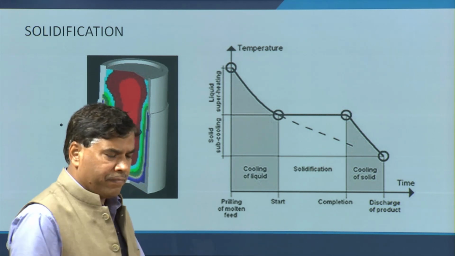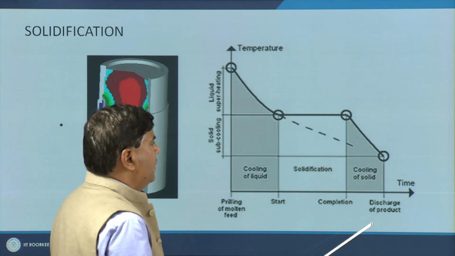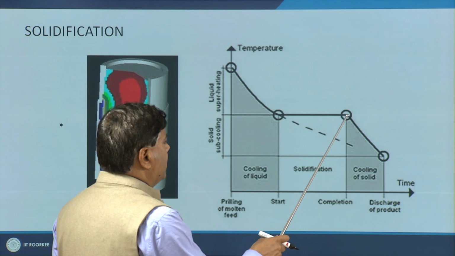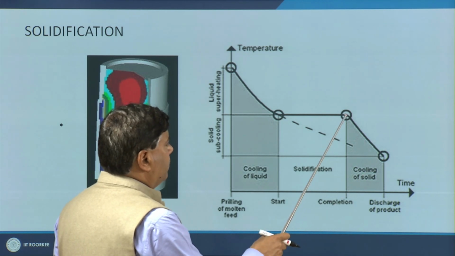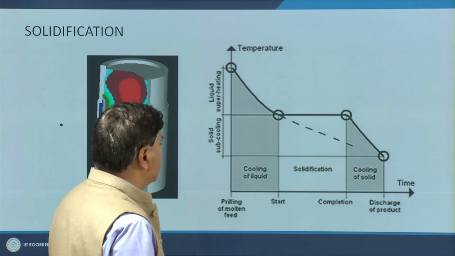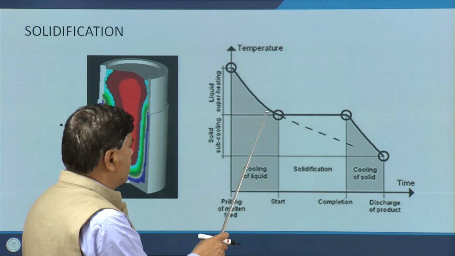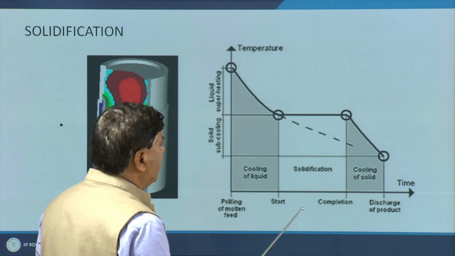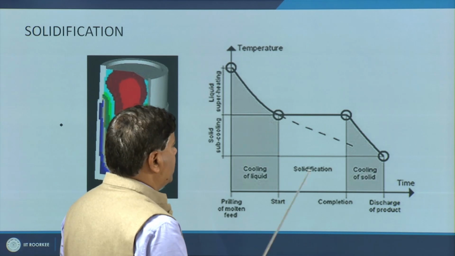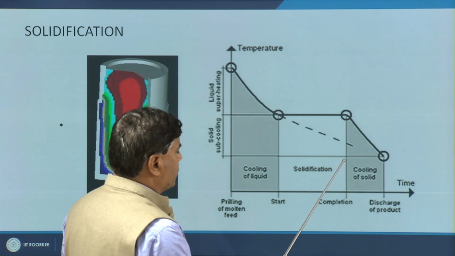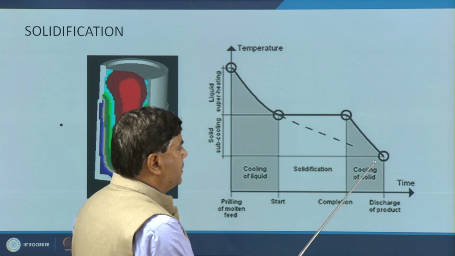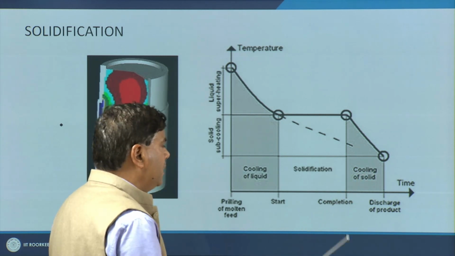At this temperature solidification commences, then it progresses at a constant temperature for pure metals as well as for the eutectic systems, and once the solidification ends, the temperature again starts coming down. So the first phase is the cooling of the liquid metal, then this region corresponds to solidification, and the third region corresponds to the cooling of the solid.